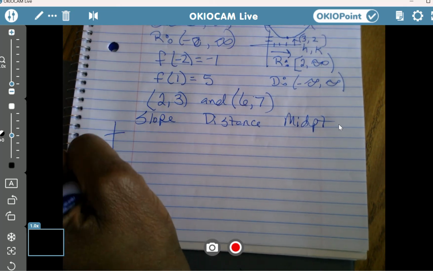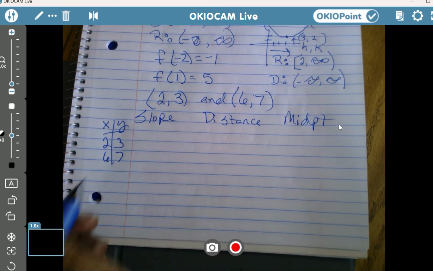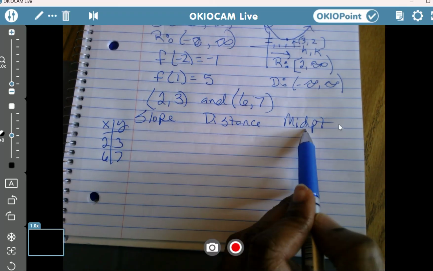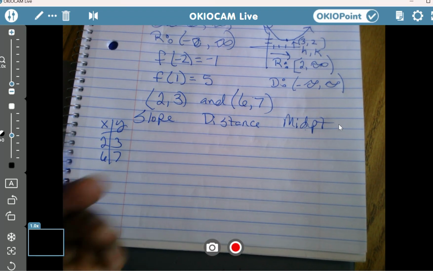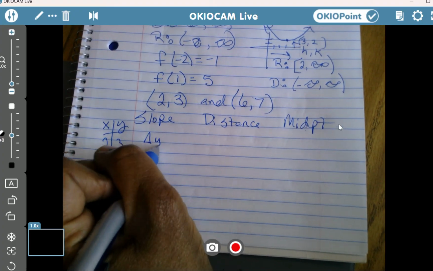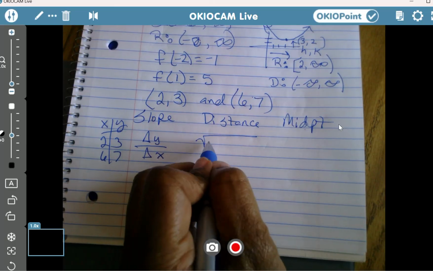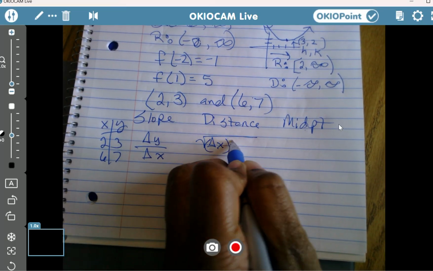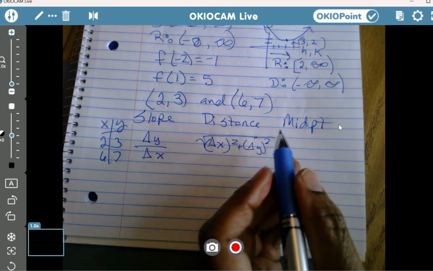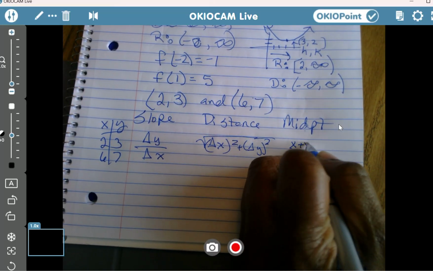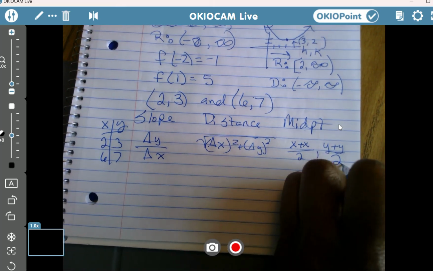I always tell students to make a table of values because it's easier to read the x and the y values. For all of these, we need the change in the y and the change in the x. Slope is going to be the change in y over the change in x. Distance is going to be the change in the x value squared plus the change in the y value squared. Midpoint is adding the x's and dividing by 2, adding the y's, and dividing by 2.